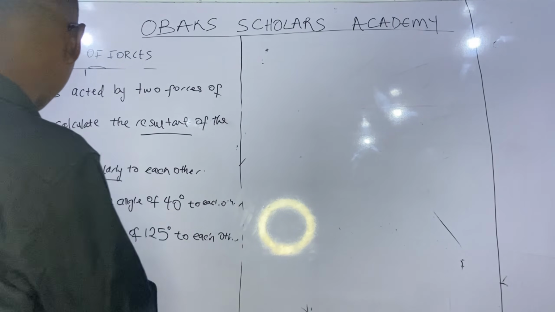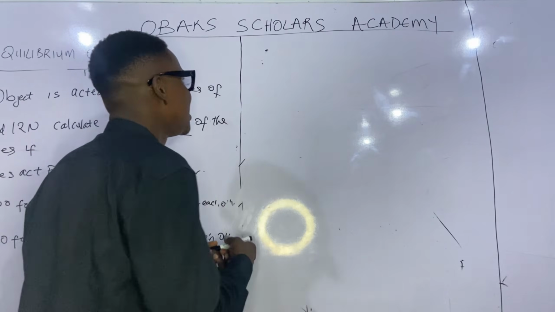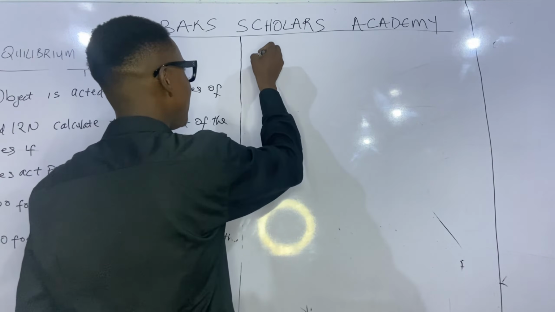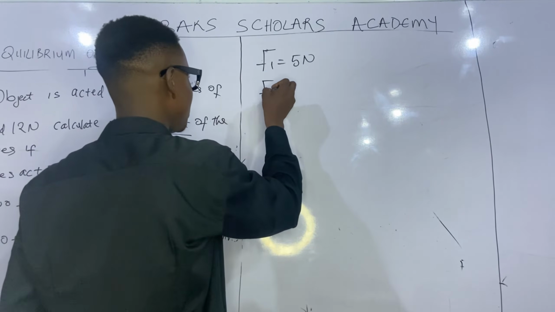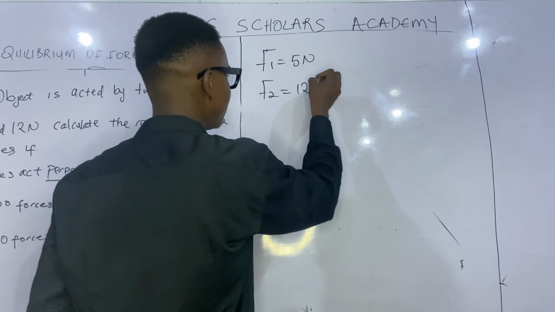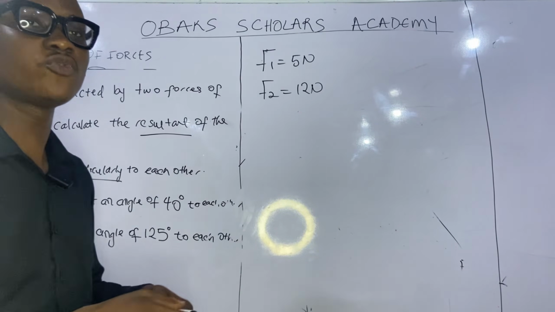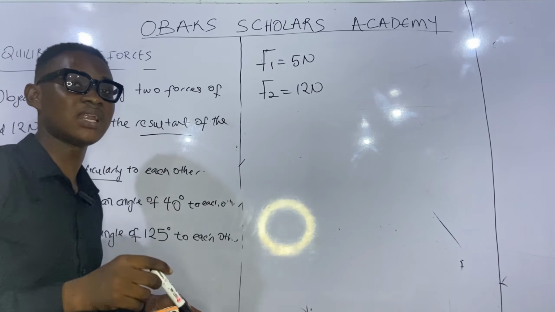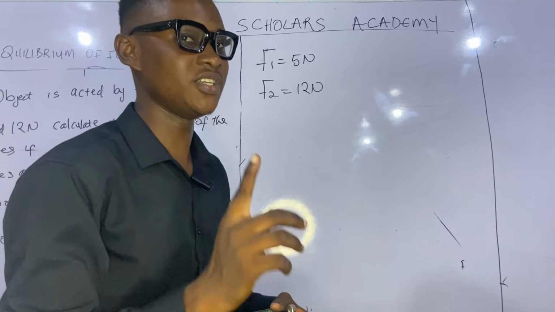So the question is, if the forces act perpendicularly to each other, let's write our parameters down first. We have F1 here, that's 5 Newton. We have F2, 12 Newton. If two forces are acting perpendicularly, that means the angle between them is 90 degrees.